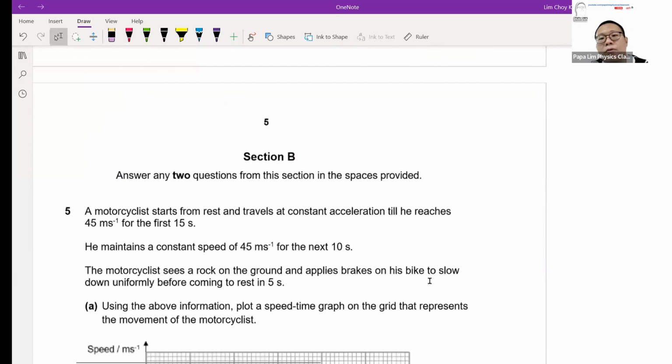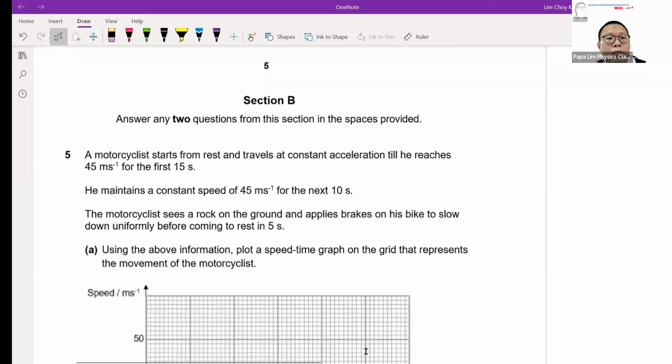Now for Section B, same as before. The moment you see Section B, please remember you are supposed to answer 2 questions. So remember to read all 3 questions first before you attempt any question, because you need to choose the 2 questions that allow you to score the most marks in this section. Grabbing the most marks here will value add and help to push up your grade in your overall paper.